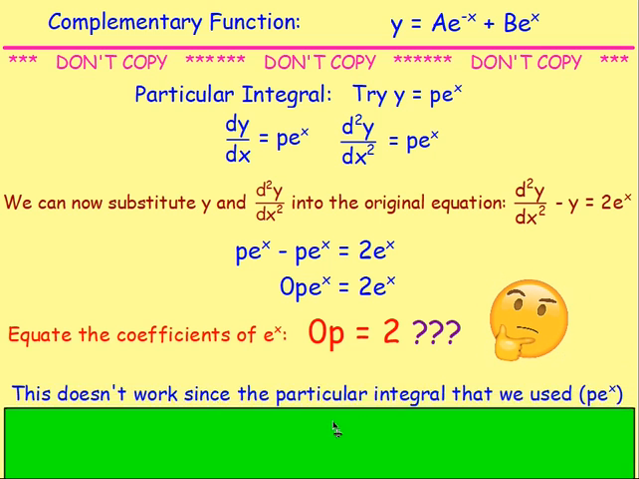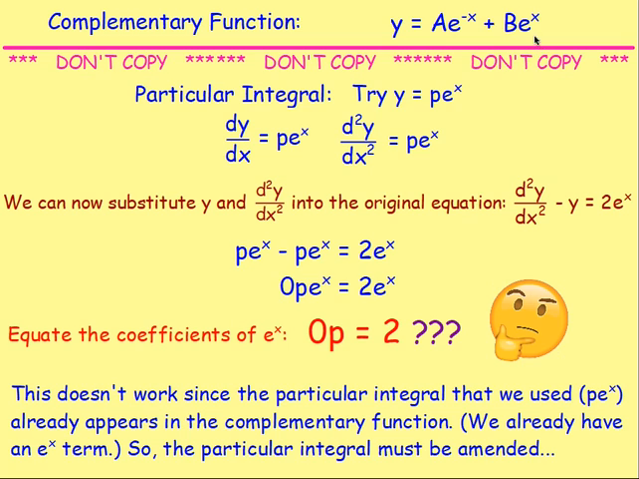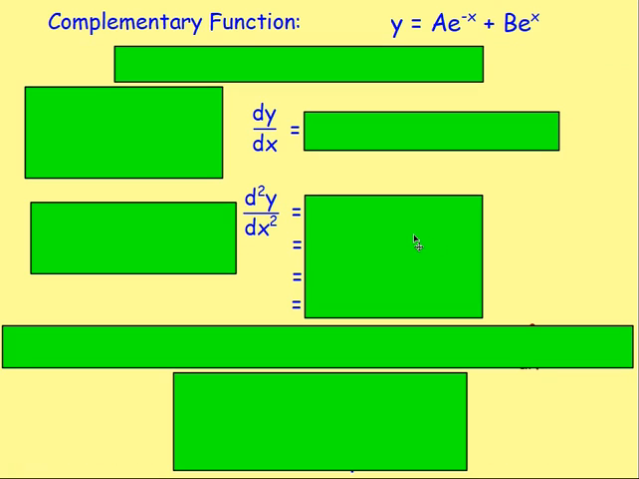Yes. Really, this doesn't work because if you look at that particular integral, something e to the power of x, well, we already have that in the complementary function. We have something e to the power of x. The b, the q, it doesn't matter. That's just going to be a constant. We have something e to the power of x. So it doesn't work. So we have to amend the particular integral. This bit here is what you should copy.